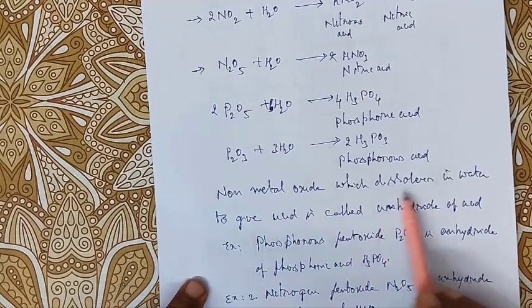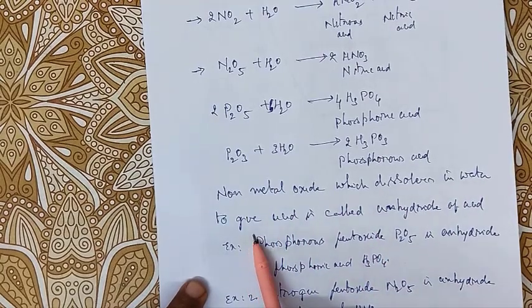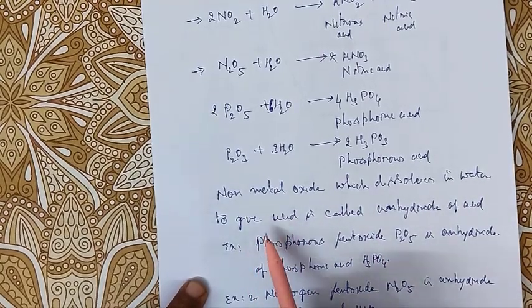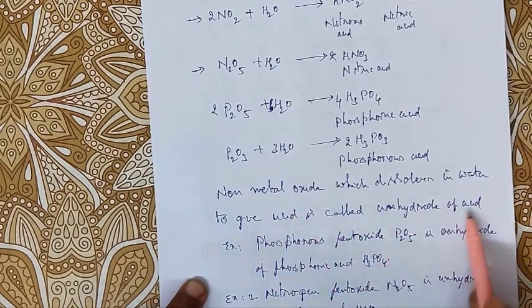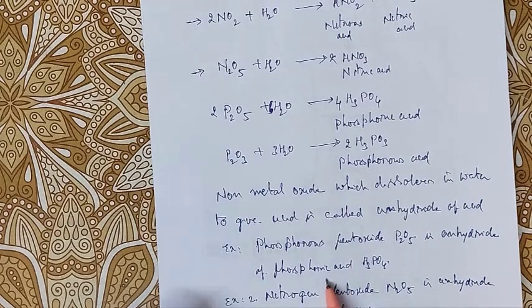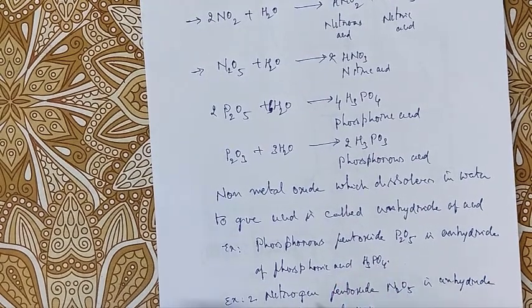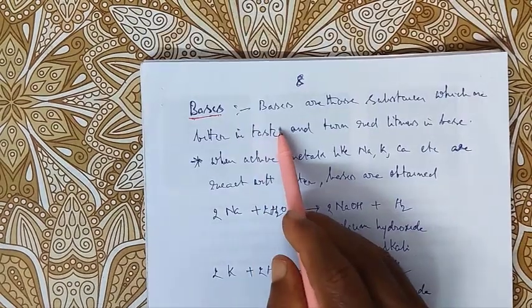When a non-metal oxide dissolves in water, it gives a solution, and the non-metal oxide which when dissolved in water gives an acid is called an anhydride. Thus, the anhydride of phosphoric acid is P2O5. The anhydride of nitric acid is N2O5.